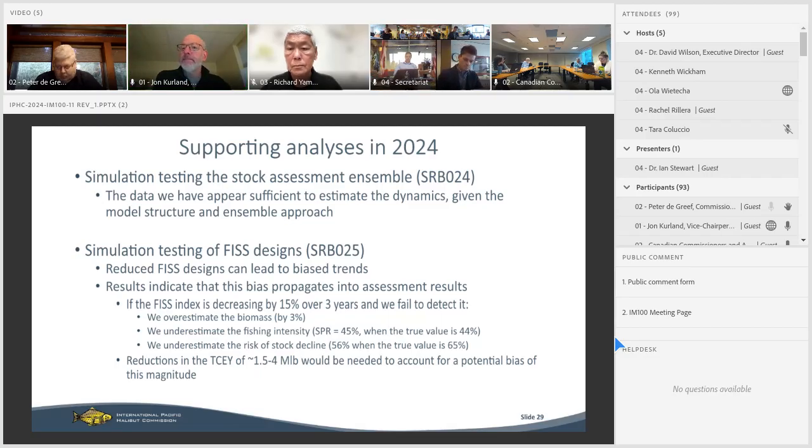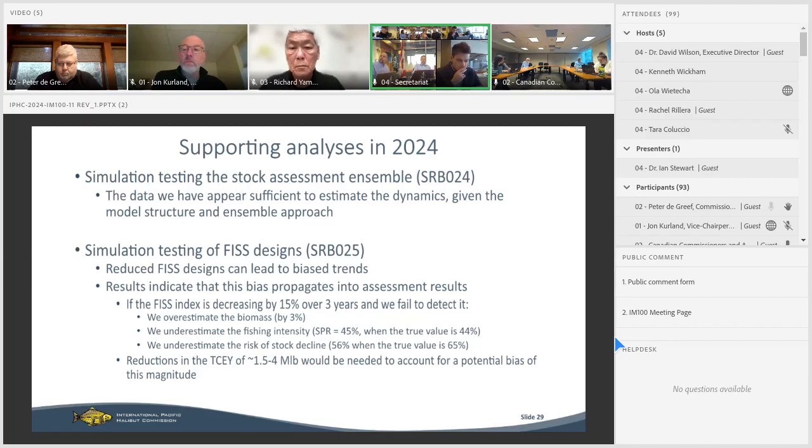Yes, thank you for the question. So I want to be clear that we don't know whether the FIS index that we have this year does have bias in it or not. This is a risk as the design becomes sparse. Bias can creep in there because we're not covering all of the geographic area of the stock. So this analysis was intended to tell us not whether the bias was there, but if it was there, how might it affect our stock assessment? And we likely won't know, perhaps until we get more data in subsequent years, whether or not we may have had a bias in this year's result.